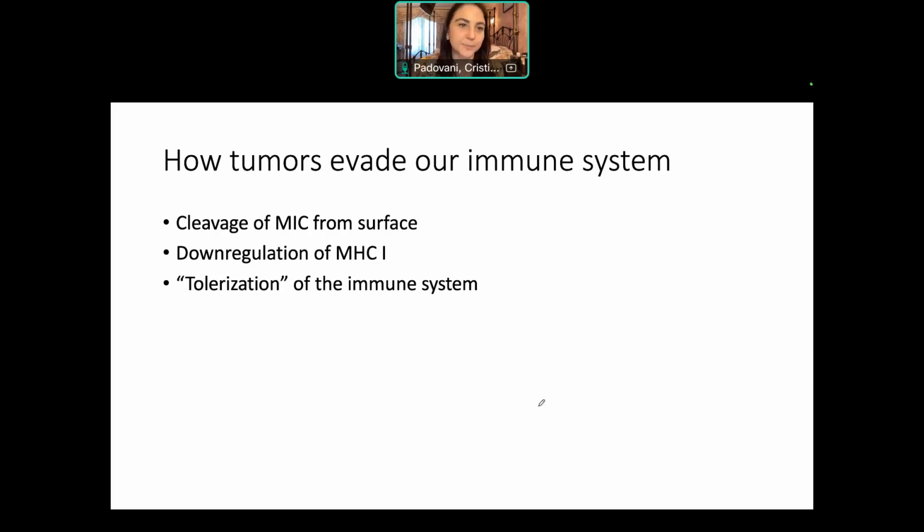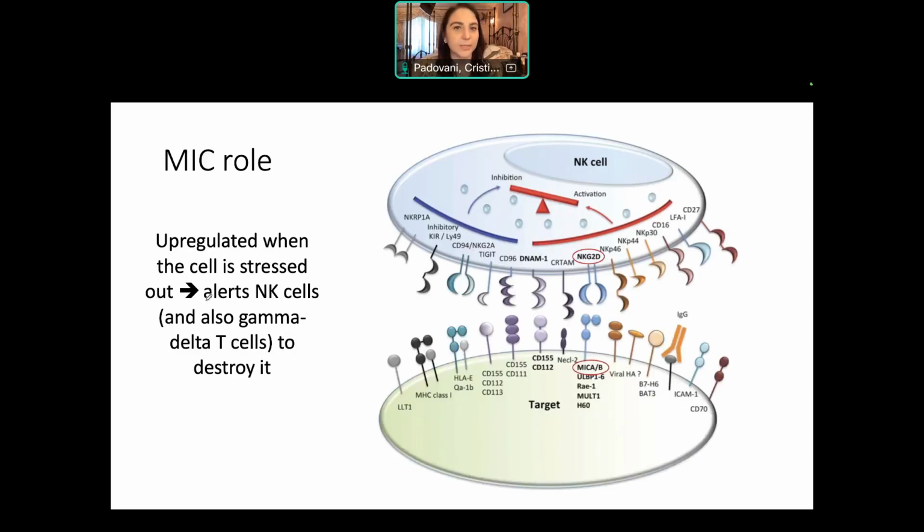So how do tumors evade our immune systems? Let's talk about it. There are three things that tumors can do, and we'll talk about all three. They can cleave MIC from the surface. They can downregulate MHC I. And they can lead to tolerization of the immune system.